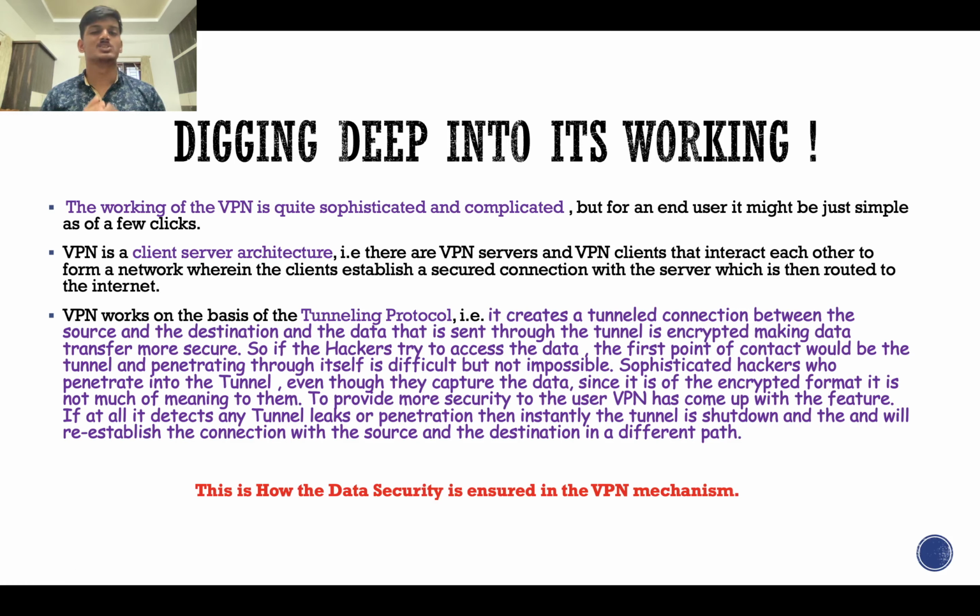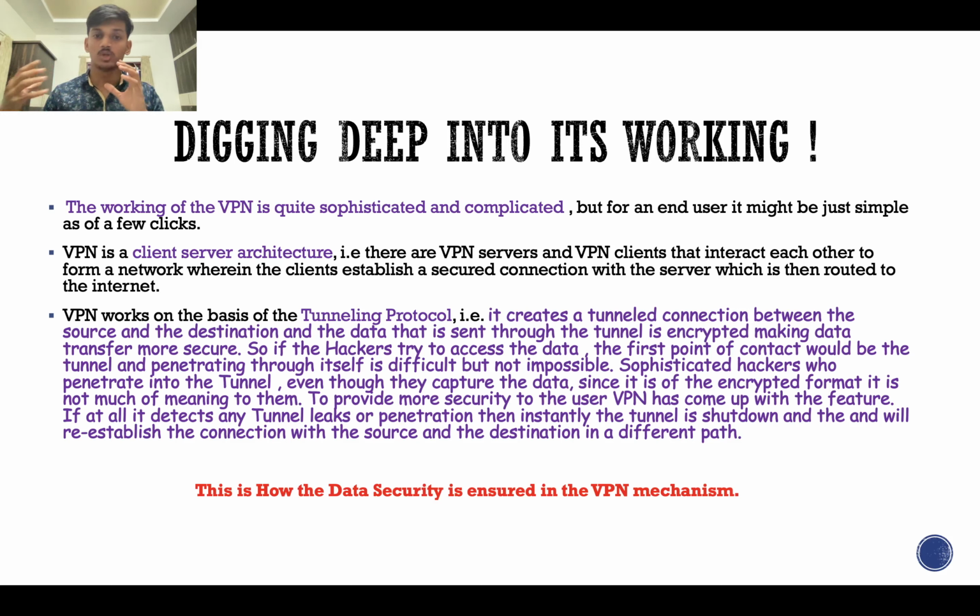The working of the VPN is quite sophisticated and complicated, but for an end user, it might be just a few clicks. VPN is a client-server architecture, that is, there are VPN servers and VPN clients that interact with each other to form a network, wherein the clients establish a secured connection with the server, which is then routed to the internet. VPN works on the basis of the tunneling protocol. It creates a tunneled connection between the source and the destination, and the data that is sent through the tunnel is encrypted, making the data transfer more secure.